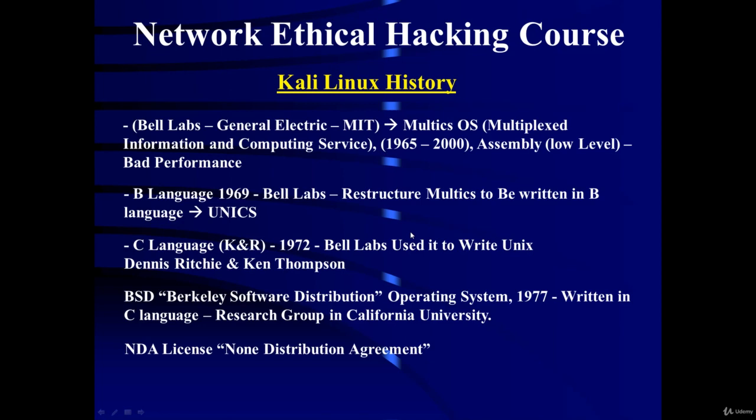In 1964, Bell Labs, General Electric, and MIT started the Multics operating system. This operating system was written in assembly language. Assembly is a very low-level language. The performance was bad and it was just a poor operating system.